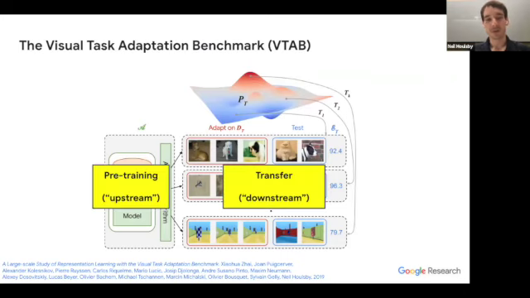Throughout the talk, I'll use pre-training or upstream training kind of interchangeably, and transfer or downstream training to refer to this adaptation and evaluation protocol.